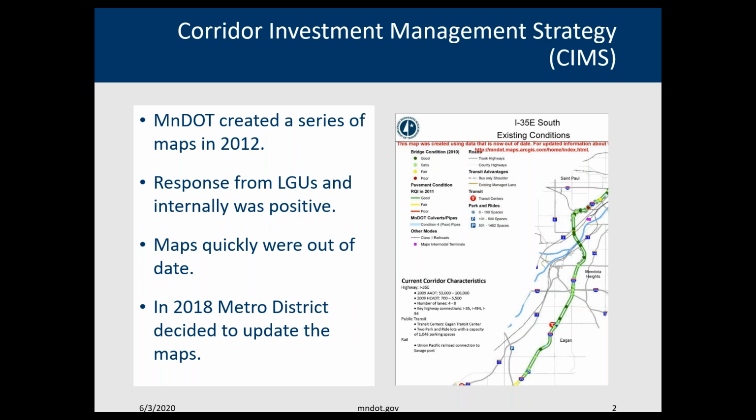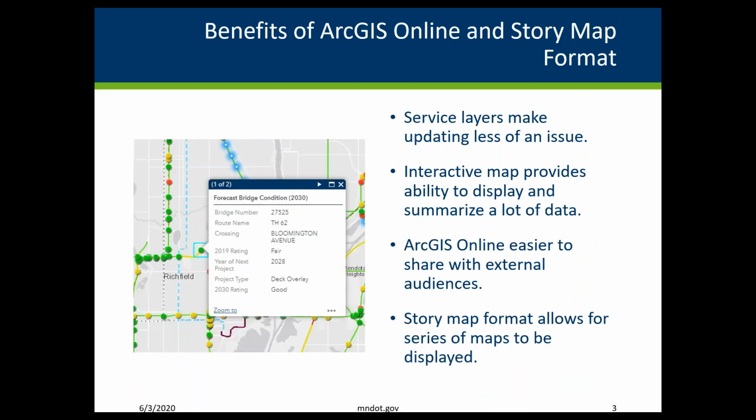Since 2012, when the maps were originally created, there have been many advancements in GIS technology, specifically with online interactive maps. We made the decision not to update the data in the maps, but to create an entirely new format, one that provided flexibility to quickly update information and to take most of the work out of the update process. The format Metro chose was an interactive story map, which I will discuss now.